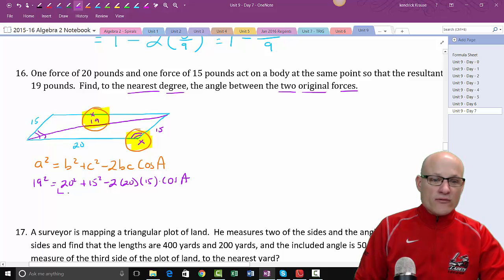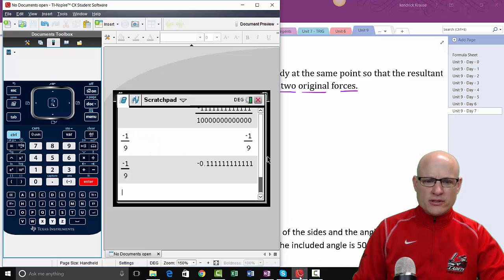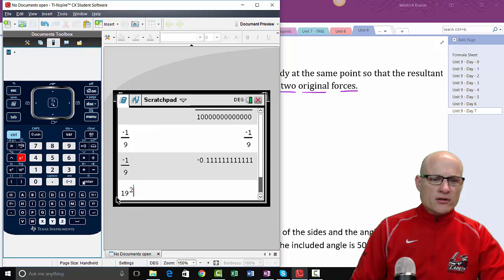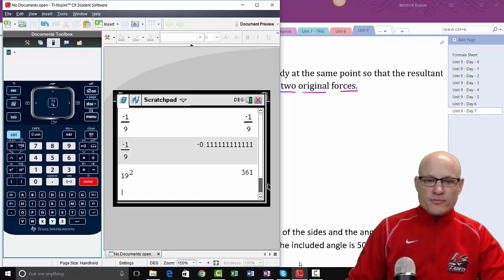Do not do all of this at once. This needs to be broken down into two pieces. So this, 19 squared, that's 361, I believe. 361 is equal to 400 plus 225, that's 625, minus 40 times 15, this would be 600, cosine A. You're going to bring the 625 over. Minus 625. Done, I'm going to do it in my head.